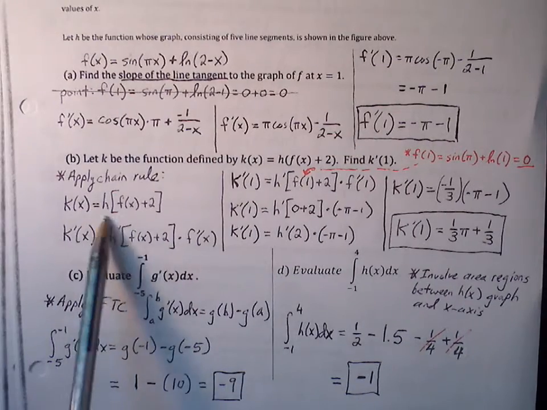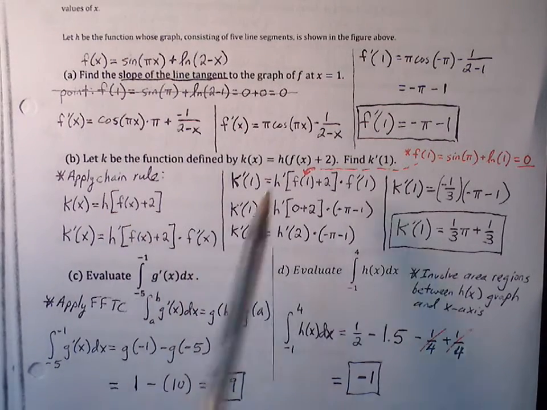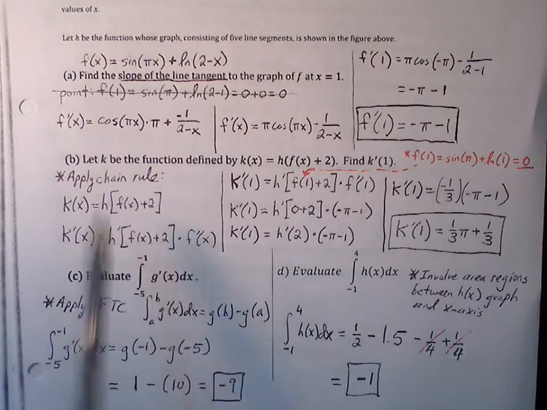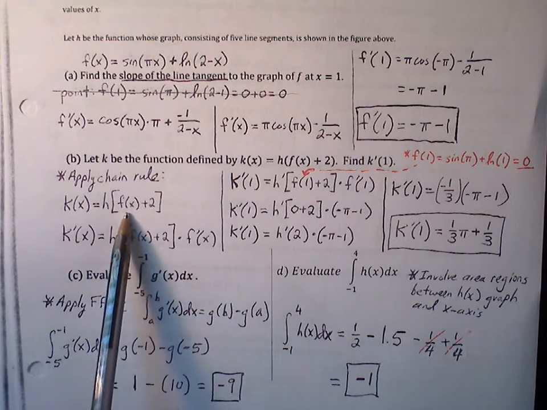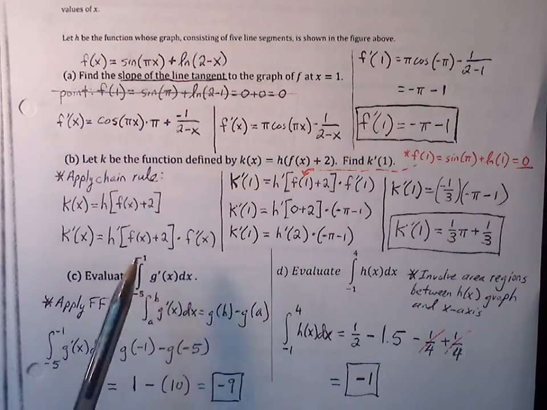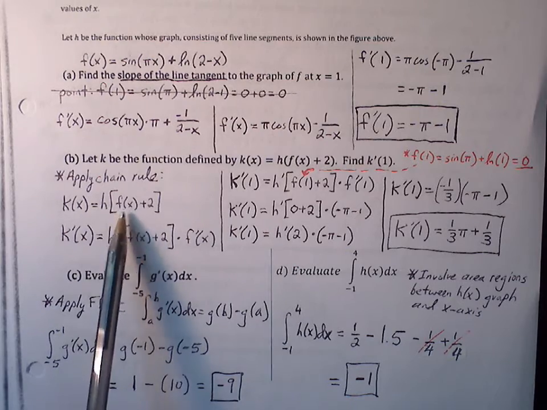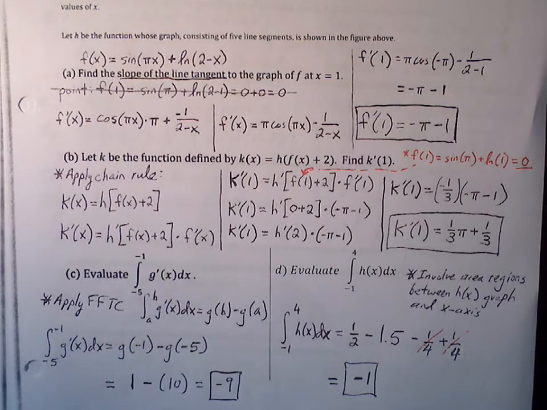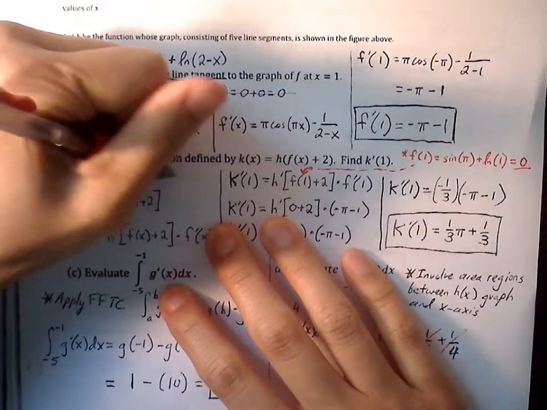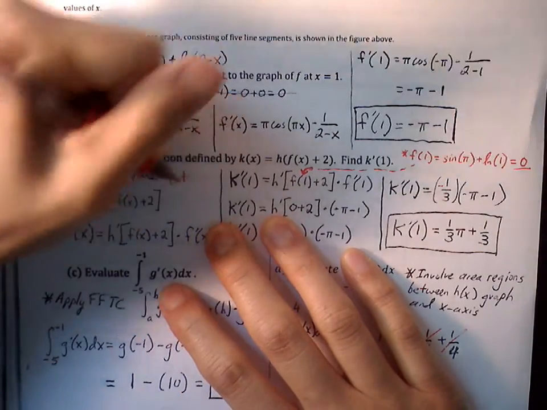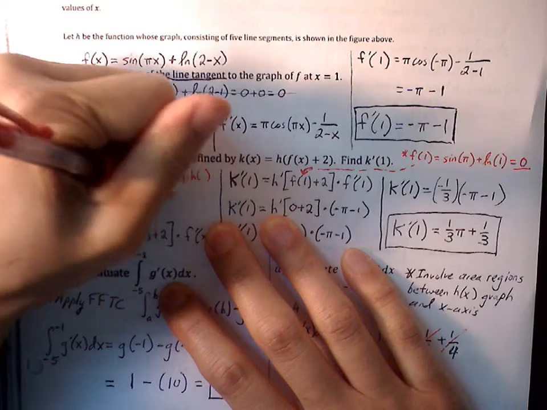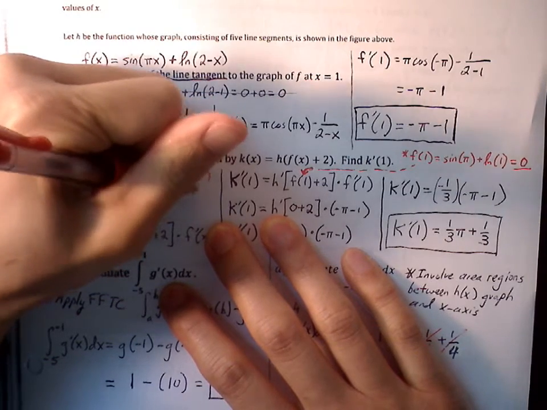I'm going to rewrite it, make it more visually easier to distinguish. This f of x plus 2 is contained inside this h, so I'm using bracket to make it easier to see. Now we have to find the derivative. So derivative says outside function's derivative times inside function's derivative. So the outside portion is my h of x. So apply chain rule. We have the outside portion, which is h parentheses, and then the inside portion is the f of x plus 2.